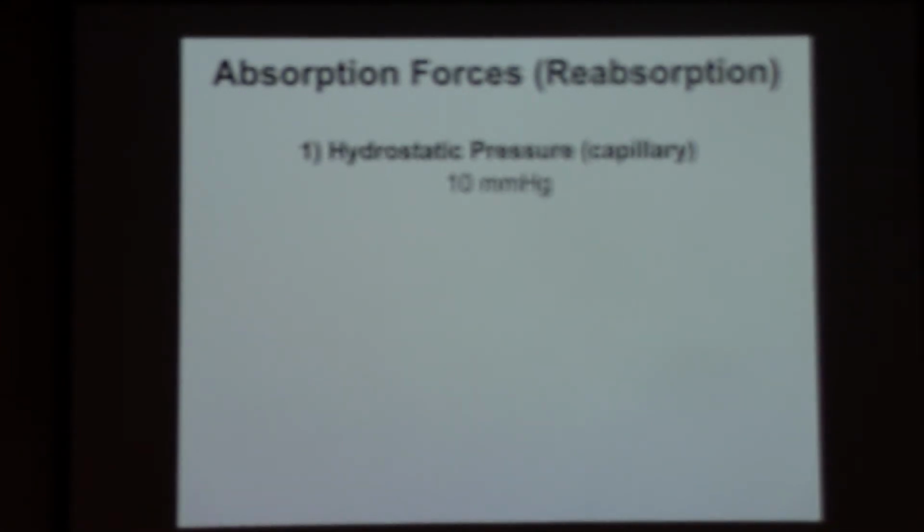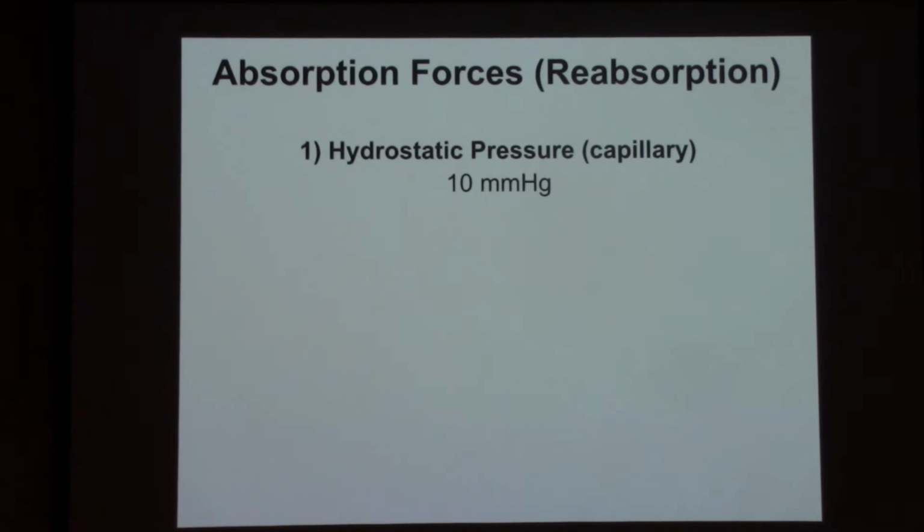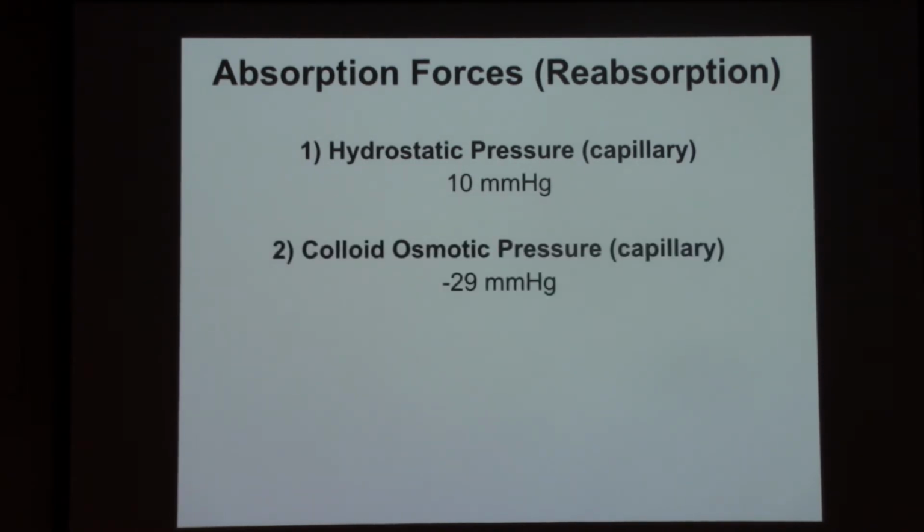To figure out what's driving absorption here, we need to look at the pressures. So the hydrostatic pressure of the capillaries, the blood pressure in those peritubular capillaries, is pretty low at this point. It's down to around 10 millimeters of mercury. Remember, it was around 60 millimeters of mercury in the glomerulus. Once you go through that glomerulus, though, you remove 20% of that volume, so that pressure is going to drop a lot. So it's down to around 10 millimeters of mercury in the peritubular capillaries. The osmotic pressure in the capillaries is still at around minus 29 millimeters of mercury, so it stays high. So these are the main pressures involved.